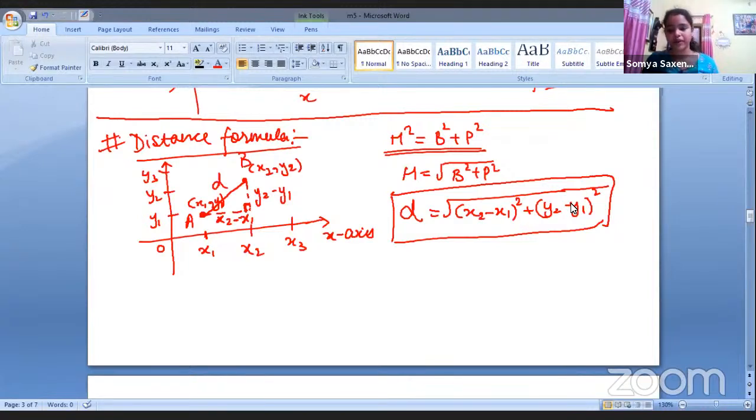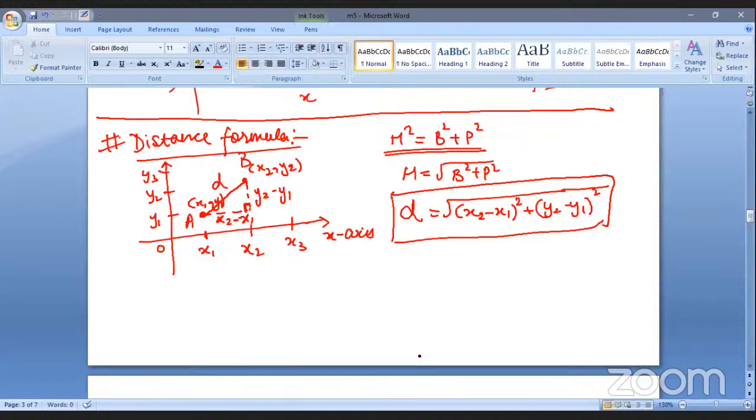Right? Okay. So is this distance formula clear to everybody, or is there any doubt in this? Any doubts? No, ma'am. Okay.